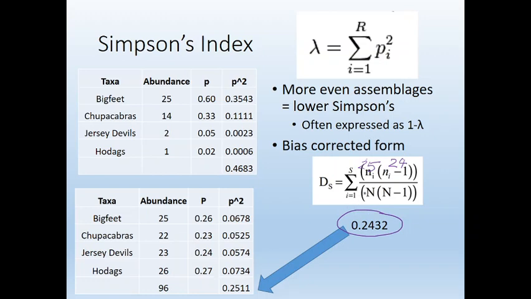Either one works fine. I don't care which one you use in this course, as long as you define what you're going to be using. Honestly, the original form is just as good, pretty much, and it is much easier to calculate. So that's the Simpson's index.